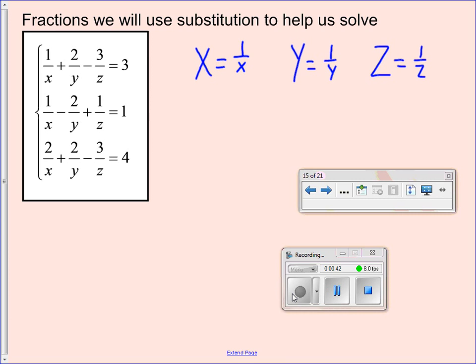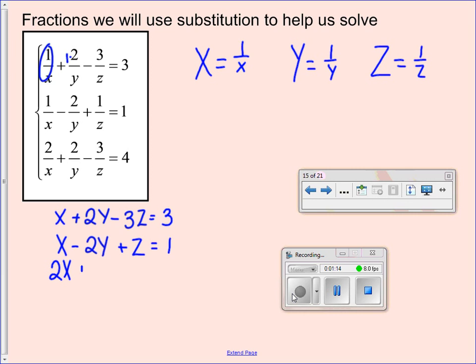So I'm going to replace 1 over X with just a capital letter X. Well, this is really truly 1 over Y times 2, so plus 2Y minus 3Z. And remember, they're all capital letters. The next line is capital letter X minus 2Y plus Z equals 1. Third line, 2X plus 2Y minus 3Z equals 4.